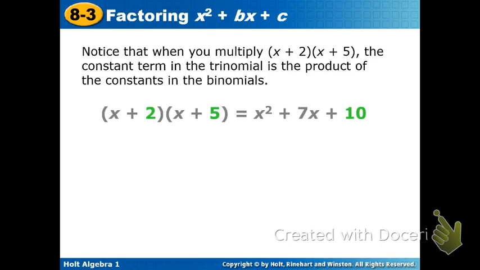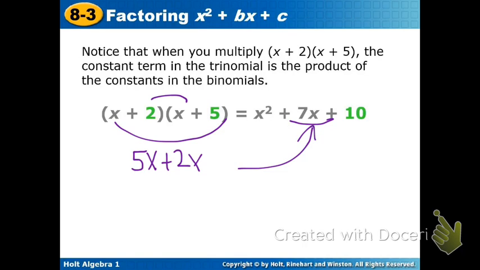Remember, we get the middle term by taking the outer and the inner. So the outer is 5x plus our inner of 2x, and that gives us 5 plus 2 is 7. And then your last 2 terms multiplied together, in this case the 2 times the 5, gives us our last term of 10. Okay? So this is a method that we're going to reverse. We're going to start with the standard form, and we're going to put them right back into the 2 binomials. Okay? I'm going to show you a really quick, easy way to do it.